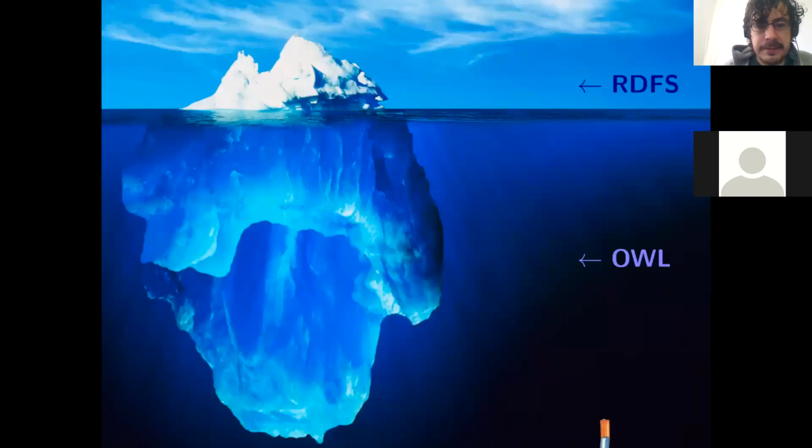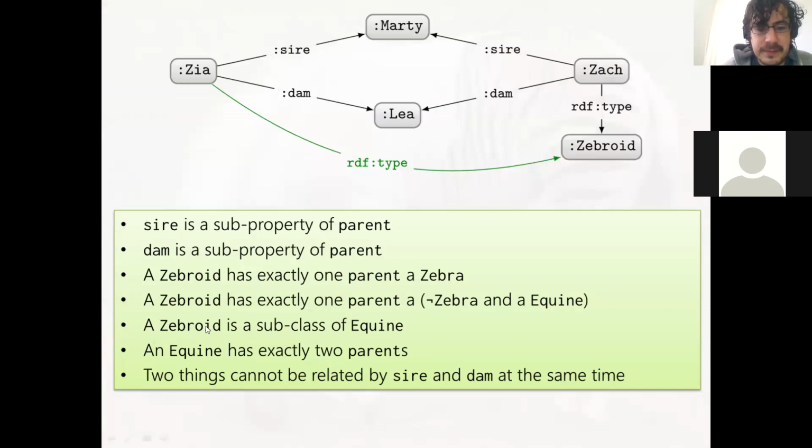So returning here, we can see that we've seen all of the features necessary to express all of these things. In particular, these two here, subproperty, come from RDFS. A zebroid has exactly one parent, a zebra. That would be exact qualified cardinality. This again would be exact qualified cardinality. A zebroid is a subclass of equine, and equine has exactly two parents. That would be exact cardinality, unqualified. Two things cannot be related by sire and dam at the same time, and that would be property disjoint with. So now we have enough with OWL to express all of these different claims, which would allow us to entail that Z is of type zebroid.